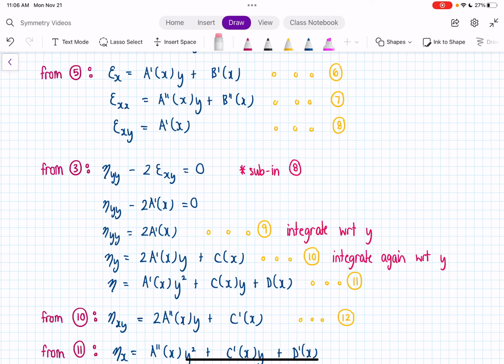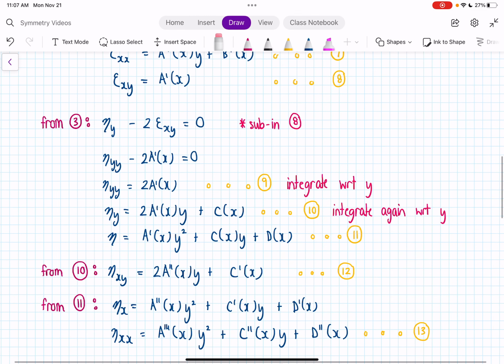So there's my equation 3. We make our substitution. And now we're going to start to integrate with respect to y, giving us an equation. And then when we integrate that, we're going to integrate again. And so now I have in equation 11 some form of eta, except again, I still have to figure out what a of x, b of x, c of x, and d of x are. So we're going to carry on now.